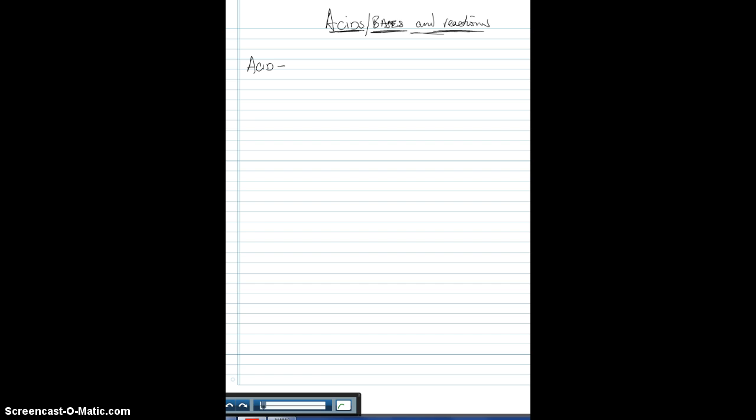This is acids, bases, and their reactions. And so we're going to start off tonight's lecture with an acid. We're going to give you a very general definition of an acid, and then we're going to modify this definition as we go down the road in AP Chemistry. But for now, we're just going to say that an acid is something that will ionize.